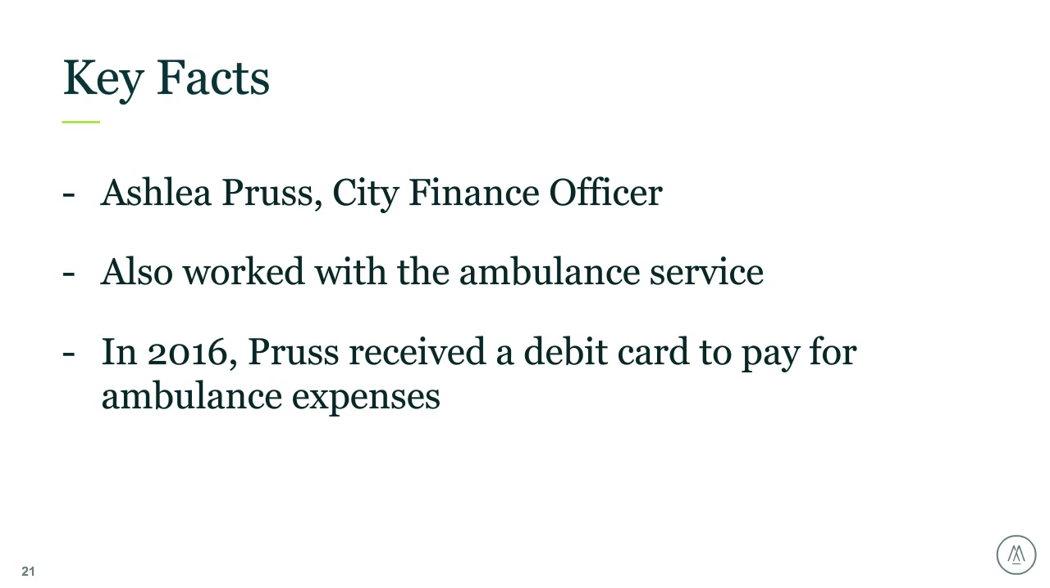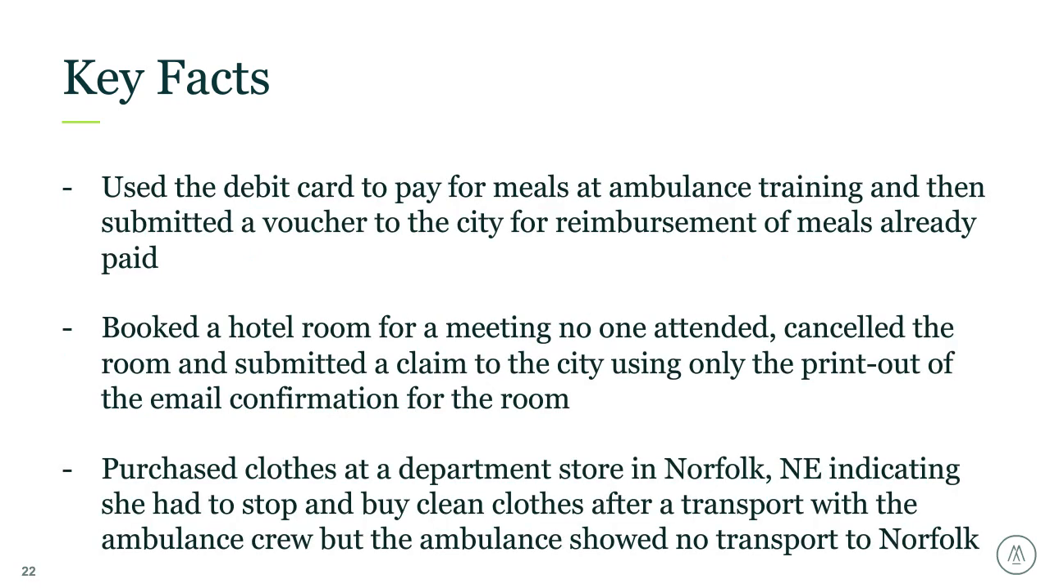Ashley Press was the city finance officer for the city of Springfield, South Dakota. She also worked with the ambulance service at the city. And in 2016, she received a debit card to pay for specific ambulance expenses. Unfortunately, she used that debit card to not only pay for meals at ambulance training, but then she would submit a voucher to the city for reimbursement of those meals that had already been paid, doubling up on the expense.